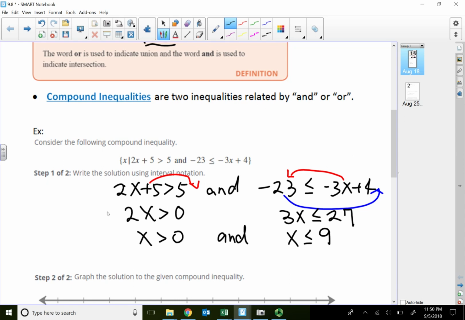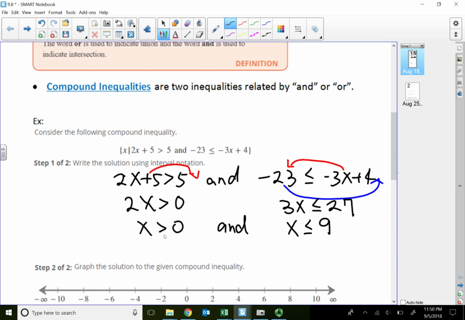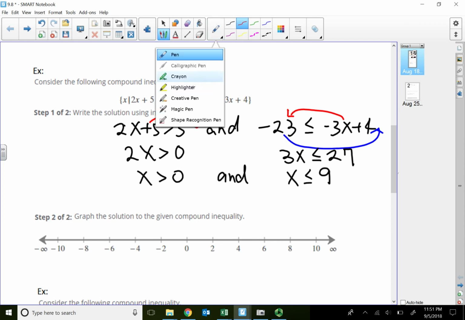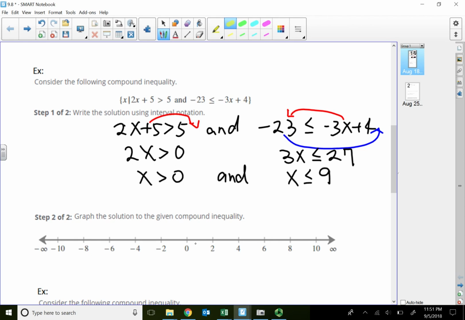So how do I relate the solution using the word and? This is the way we read it. I'm looking for a number that is greater than 0 and it has to be less than or equal to 9. Look at the number line. My solutions are greater than 0. Greater than 0 means to the right-hand side of 0, right? So 0 is right here, go to the right side of 0.